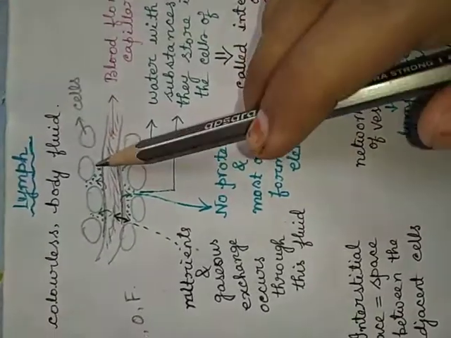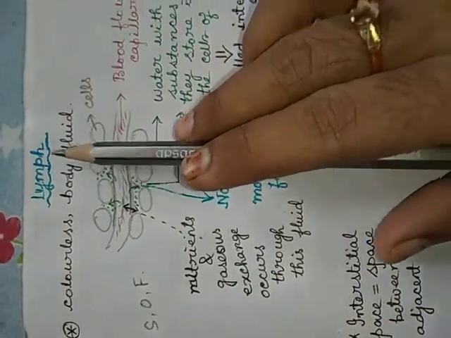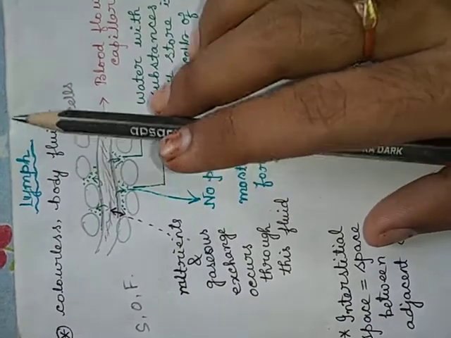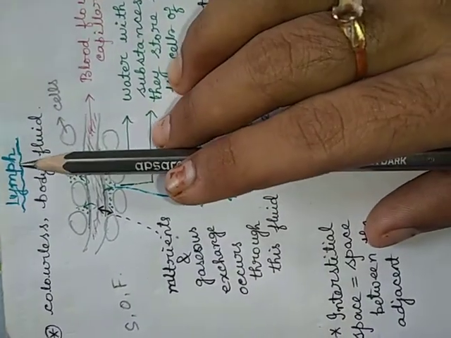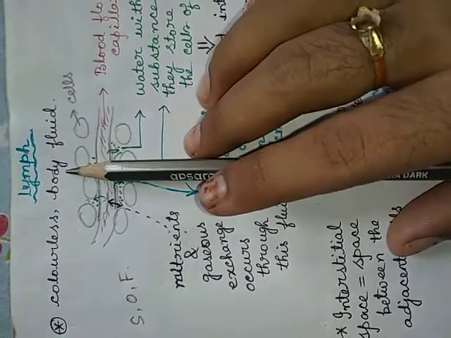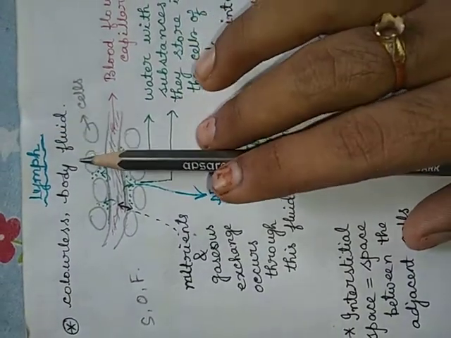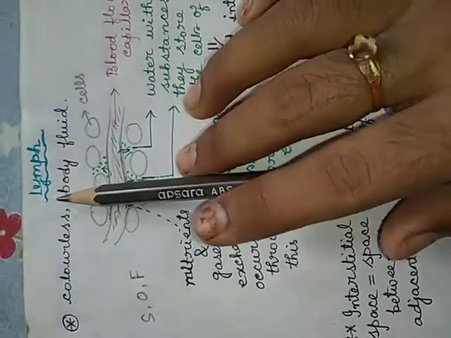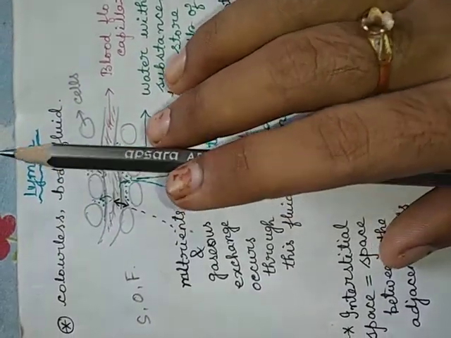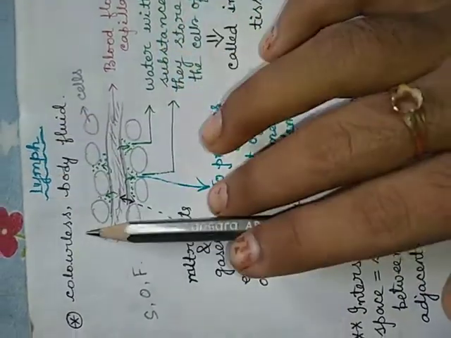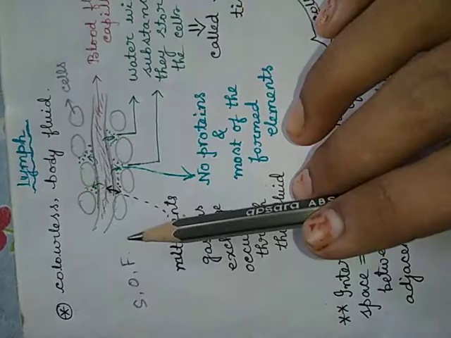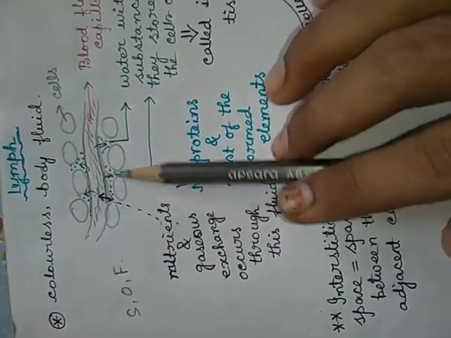So students, today I am going to talk about lymph. The chapter is about body fluids and circulation. One of the important body fluids, blood, its components and properties, we have already discussed. Now the topic is lymph. It is another body fluid which is colorless. Here I have drawn a simple hypothetical diagram.